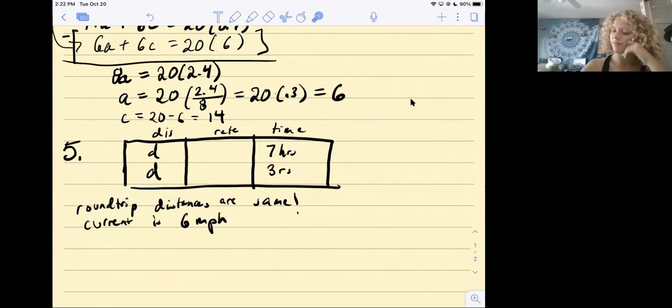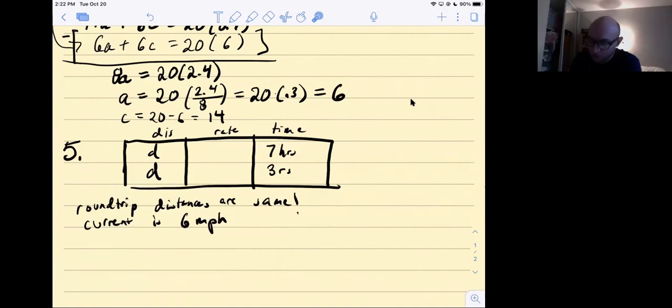So the longer the time is, the slower your rate is. So you're going slower. So you're going against the current. And think about it. Don't just memorize it. Think about, okay, what's the picture? What's actually happening here? And remember, our setup is that the rate is unknown.